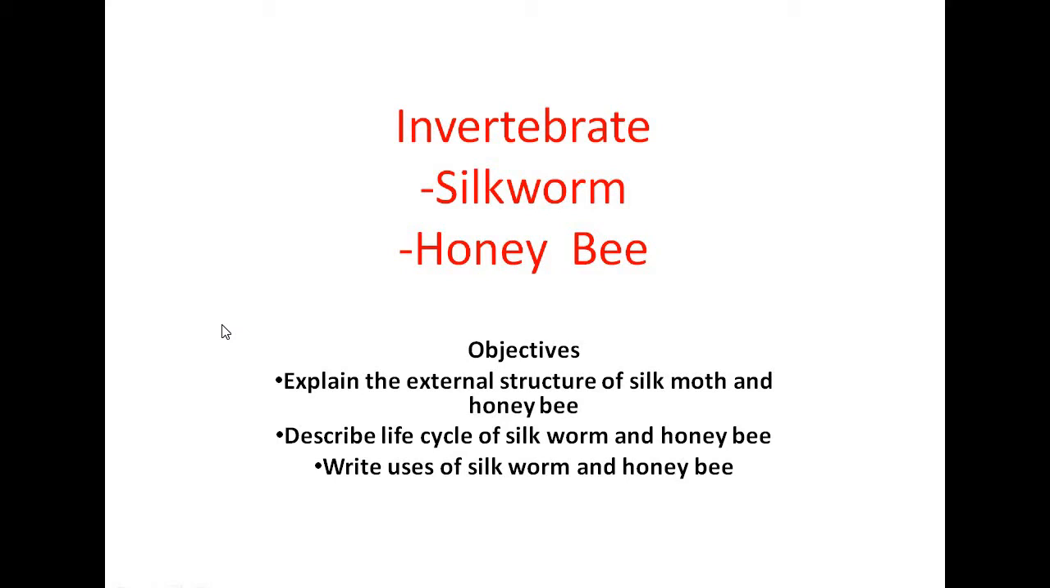After studying this chapter we will be able to explain the external structure of silk moth and honeybee. Similarly, we will be able to describe the life cycle of silkworm and honeybee. And finally, we can write the uses of silkworm and honeybee. First of all, let us start with the silkworm.